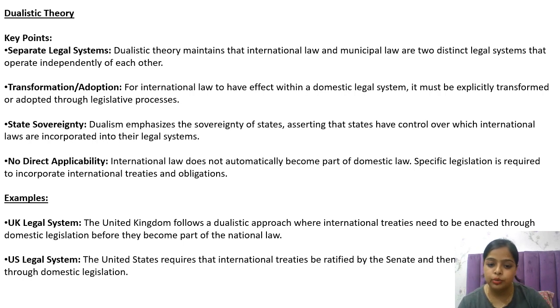Next is US. US requires that international treaties be ratified by the Senate, and then it should go through the legislative process, and then it will become a domestic legislation. And similar is the case with India. India also follows dualistic approach. In detail I have dealt with India, so we'll see that in another slide.